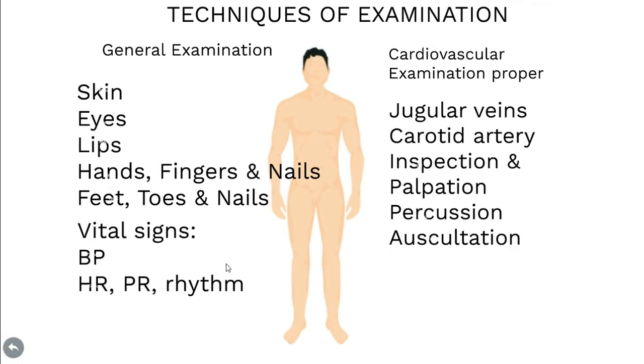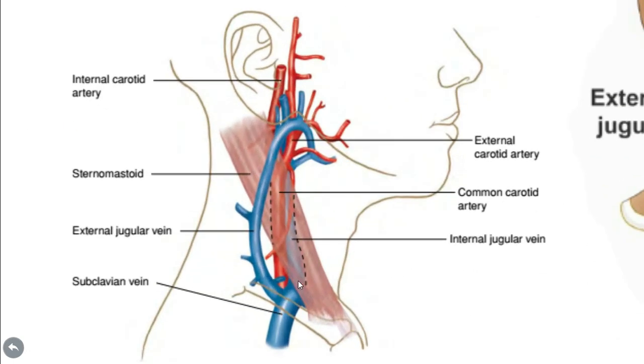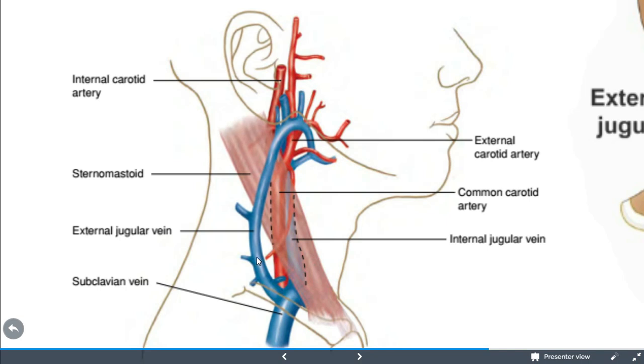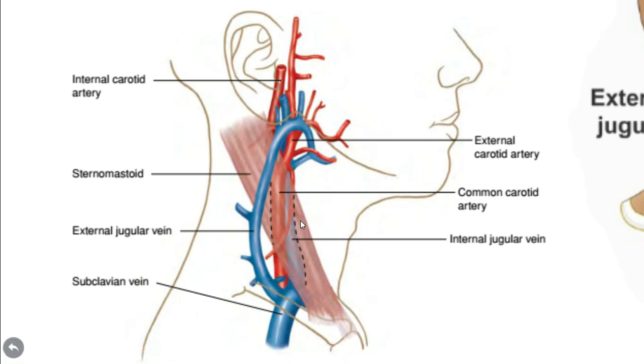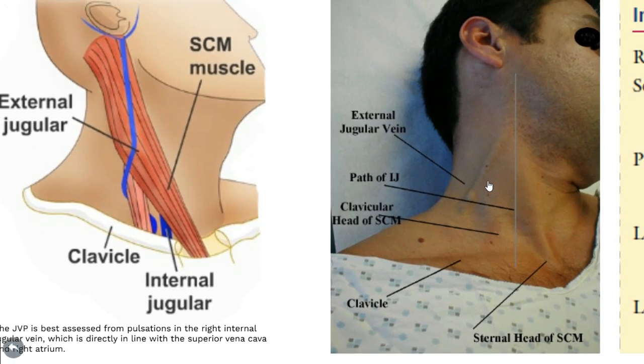Okay, so that's for the pulse. Now, the jugular veins. This is the anatomy. The subclavian vein branches to the external jugular vein. This one is the internal jugular vein. The internal jugular vein is just beneath the sternocleidomastoid muscle, and the external jugular vein is above the sternocleidomastoid muscle. This is another drawing: internal jugular vein, and this is the external jugular vein. Clinically, you can see here the line of the internal jugular vein, and here is the external jugular vein.